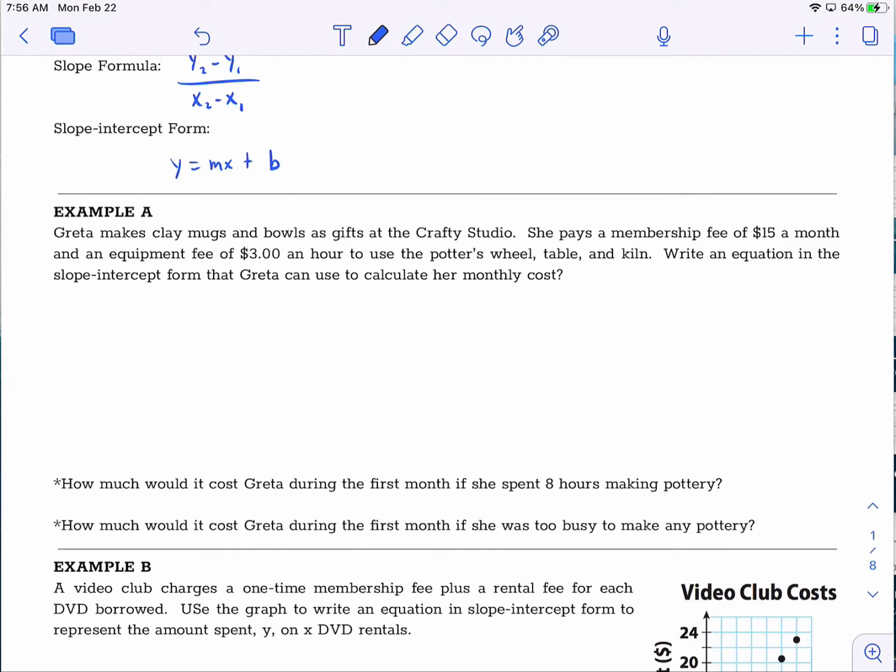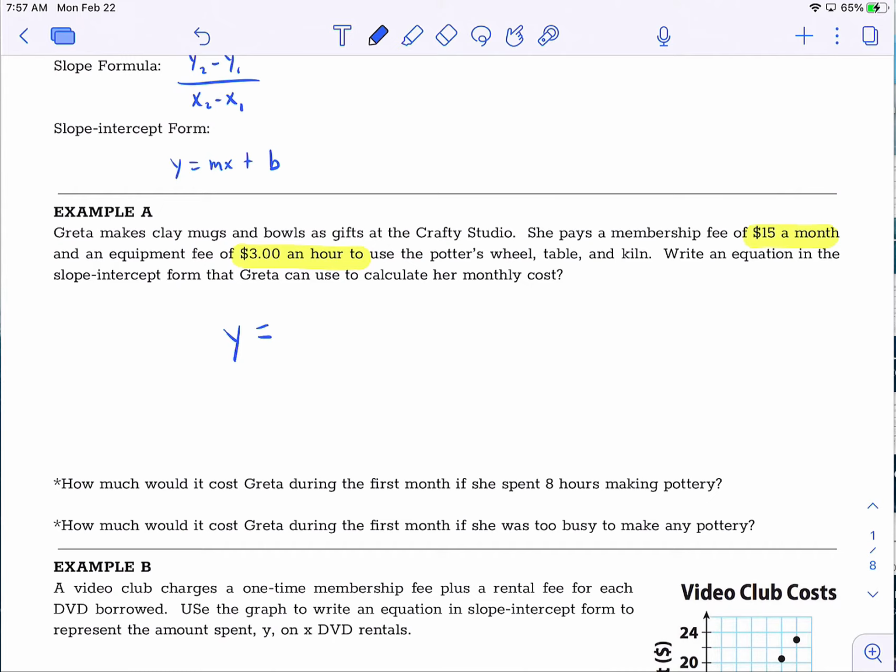So this one, all the information that we need is right there in the problem. She has a membership fee of $15 a month, an equipment fee of $3 an hour. Usually when we write these equations from a situation, we look for two things. Is there a starting value? And then we look for what is the rate, because the rate is always the slope. The confusing part here is it says $15 a month, that's a rate, $3 an hour, that's also a rate. So it seems like we have two rates here.